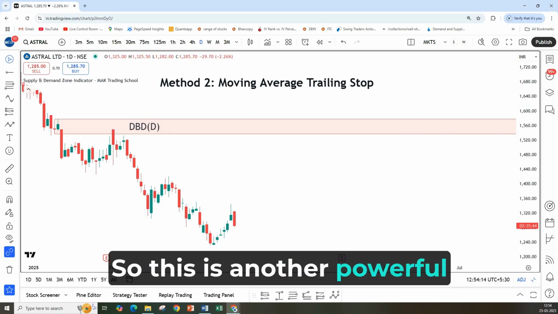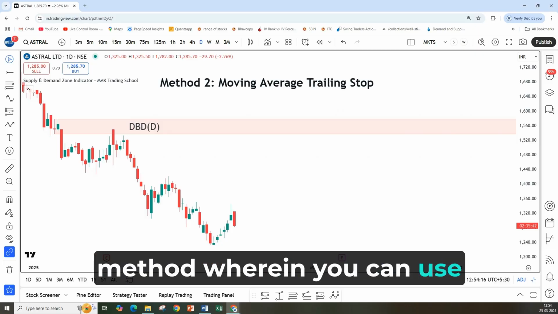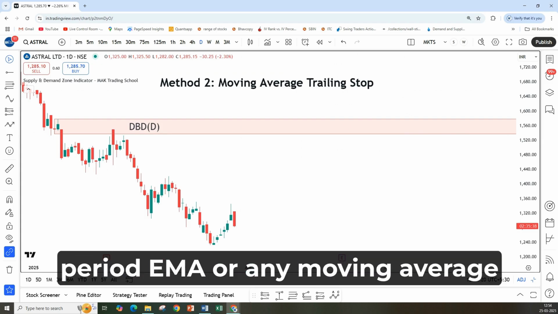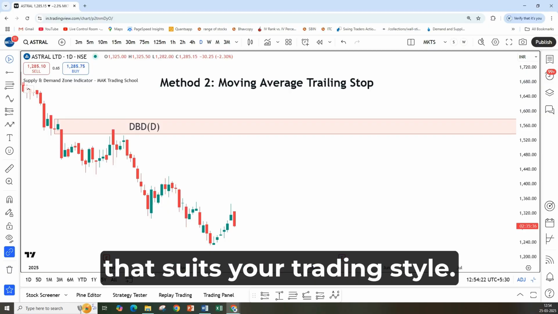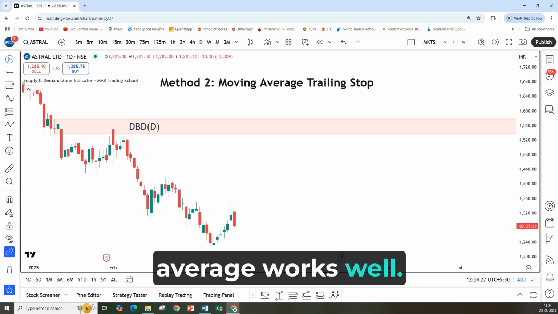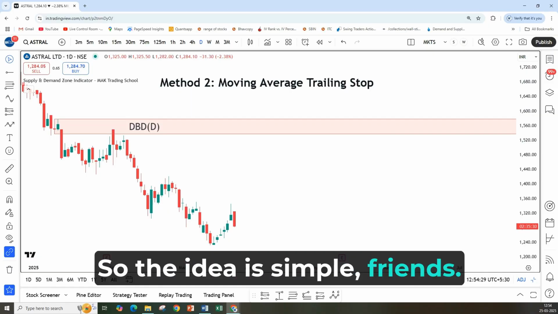So this is another powerful method wherein you can use either a 20 period EMA or a 50 period EMA or any moving average that suits your trading style. So for swing trading, generally a 20 period moving average works well. So the idea is simple, friends.